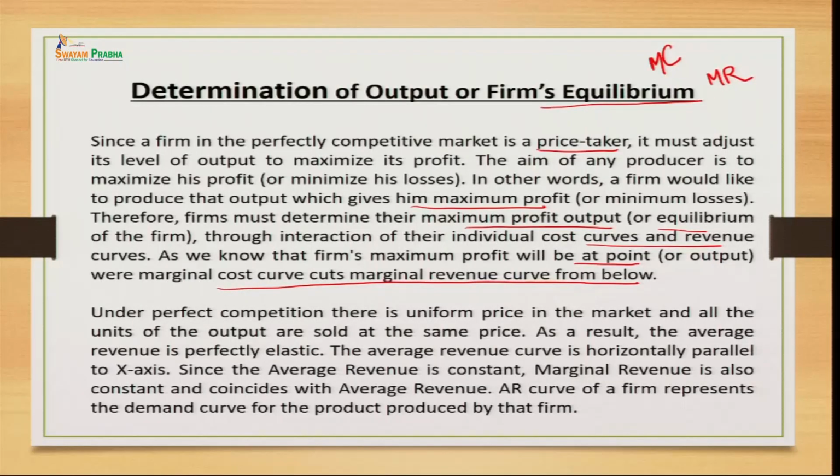And the point where the marginal cost curve cuts the marginal revenue curve from below, right, that point is the equilibrium point. Okay. So, by producing up to that point, the firm will be able to maximize their output and profit as well, right. Under a perfectly competitive market, we have seen that the prices are uniform and the output is sold at the same price. As a result, the average revenue curve is perfectly elastic and it is horizontal, parallel to the x-axis, which I have shown you. And since the average revenue is constant, like I said, marginal revenue will also be constant.